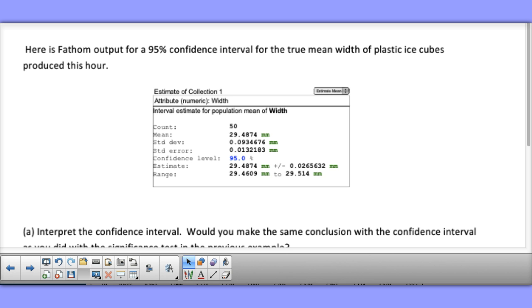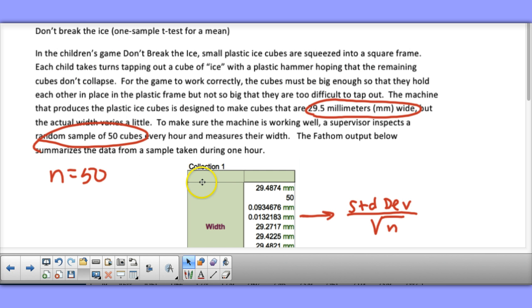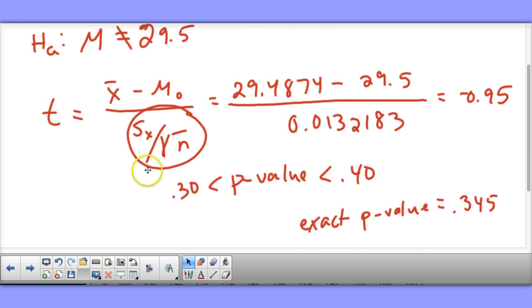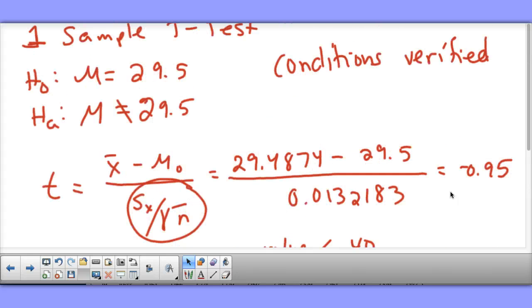So if you remember yesterday, the example we looked at was for break the ice, and we were looking to see if the mean width of the cubes was 29.5. And there was some data that was collected from the cubes, if you recall. 50 cubes, a random sample of 50 cubes, and we had some sample statistics on this, and we ran the hypothesis test, and if you remember, our p-value was fairly large, so we failed to reject the null hypothesis, and this meant we had no reason to suspect that the manufacturing process was out of whack. It was quite possible the true mean width of the cubes was 29.5 millimeters.